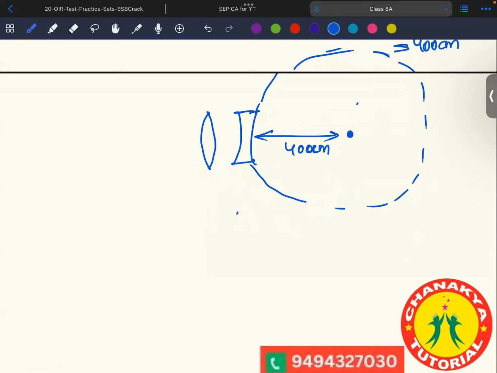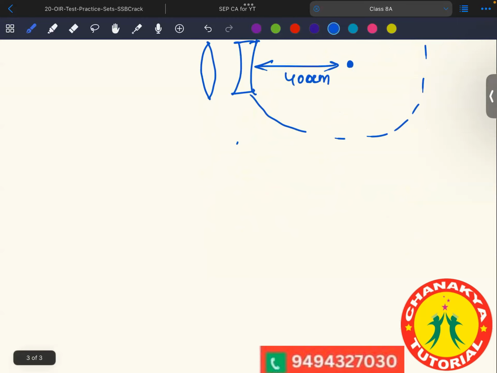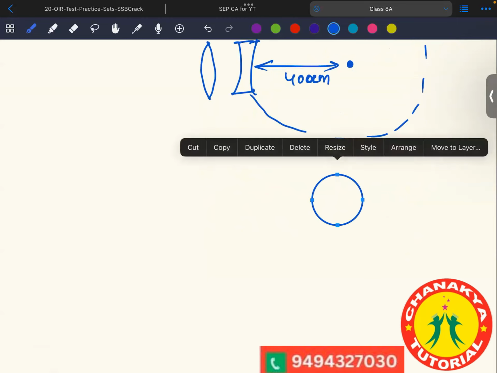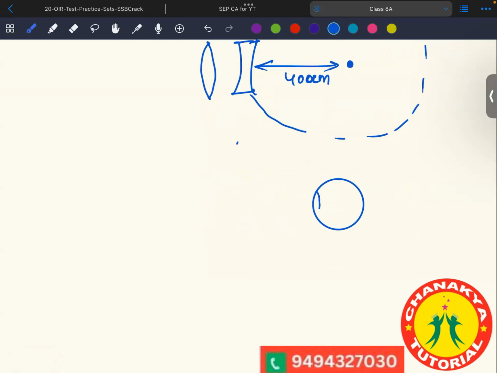Let's say this is your eye, and what happens? You cannot see near objects. Let's say here is some pen, and you cannot see it. So what is the reason why you cannot see this pen? Because the lens is attached to the ciliary muscle.